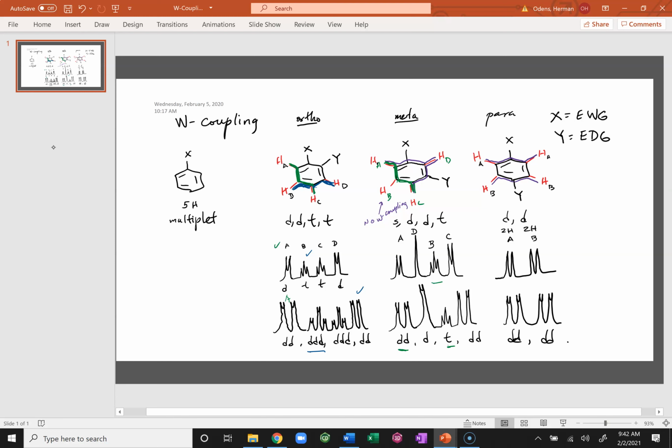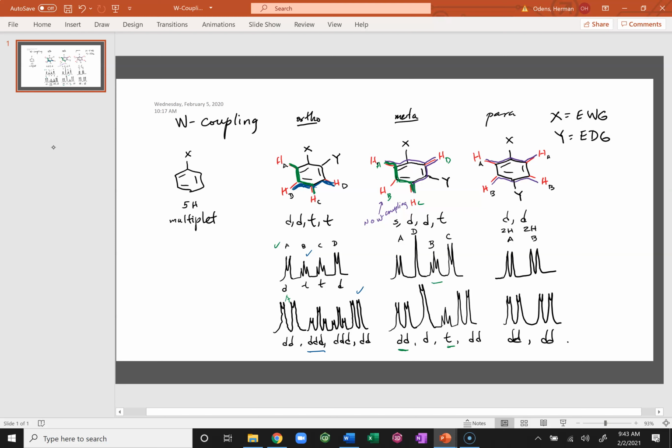Then C is a doublet, and it does have a W-range coupling. C starts off, oh, I'm sorry, I'm looking at the wrong one. C has a W-range coupling with A, and it goes from a doublet to a doublet of doublets. And then D, in my opinion, is the most fun of all the signals here. D is the isolated one. It's the one that's supposed to be a singlet, but in reality, you will see a skinny doublet.